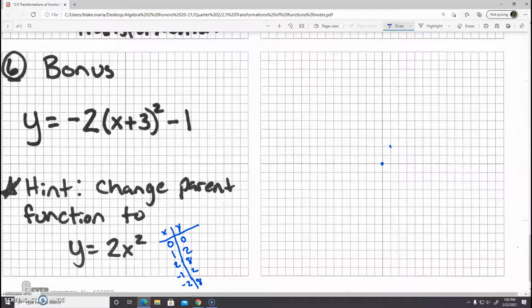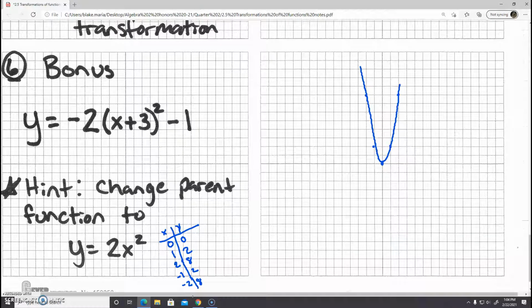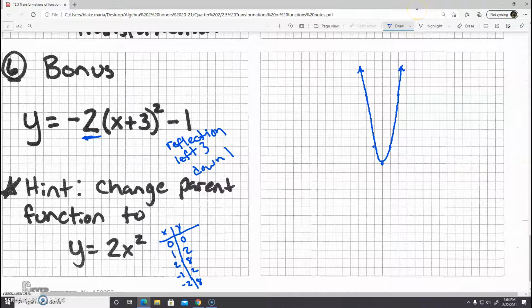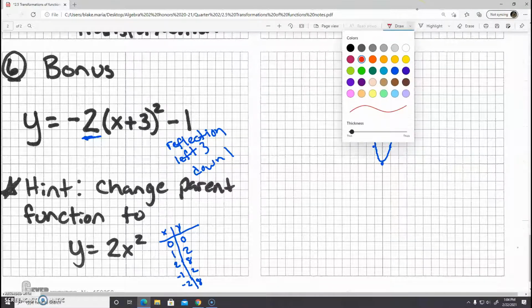And here, notice I got tall and skinny. That was the stretch because of the 2 value out front. That 2 was bigger than 1, so it was a stretch to get tall and skinny. And then tell me what's going to happen. So it's a reflection. It's moving left 3 and down 1. So we're going to get a new color. And you don't even have to worry about that 2 now because you already dealt with it.